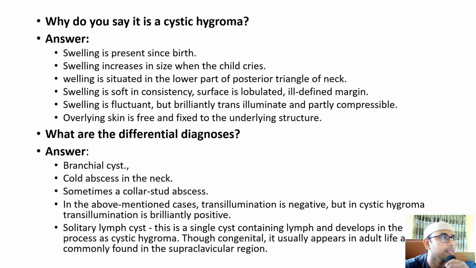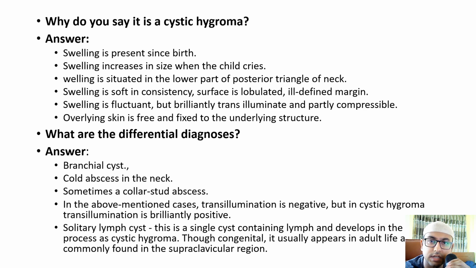Now there are some other questions you need to answer after the presentation. You will get almost 3 to 5 minutes for question answers. Why do you say it is a cystic hygroma? The swelling has been present since birth, it increases in size when the child cries, and it is situated in the lower part of the posterior triangle of the neck. The swelling is soft in consistency, the surface is lobulated, the margin is ill-defined, the swelling is fluctuant but brilliantly transilluminant and partly compressible, and the overlying skin is free and fixed to the underlying structures.